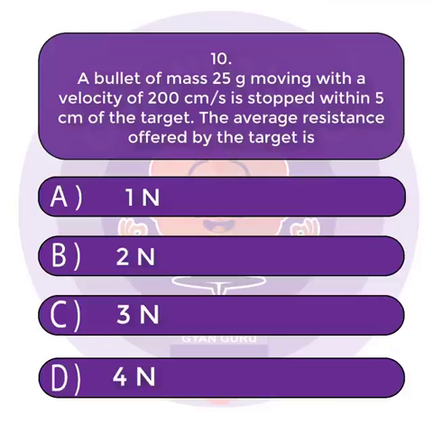Question 10. A bullet of mass 25 g moving with a velocity of 200 cm/s is stopped within 5 cm of the target. The average resistance offered by the target is: A. 1 N, B. 2 N, C. 3 N, D. 4 N.